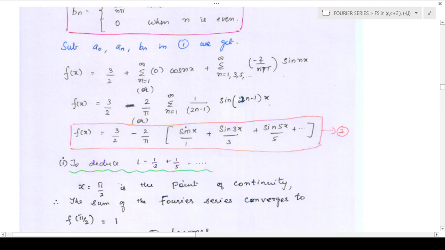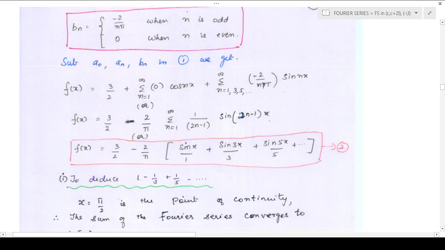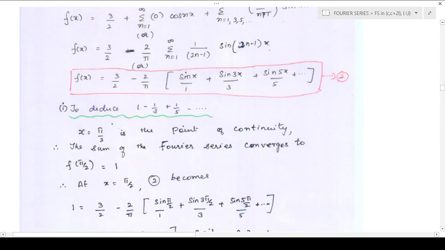You can take minus 2 by pi outside, isn't it? Then substitute n equal to 1, it is sin x by 1. Put n equal to 2, it is sin 3x by 3. Put n equal to 3, it is sin 5x by 5, plus so on it will be. We are going to deduce the first part, right? See children, what you have to do is 1 minus 1 by 3 plus 1 by 5 minus, it is going on as such. That convergence condition I told you, isn't it?